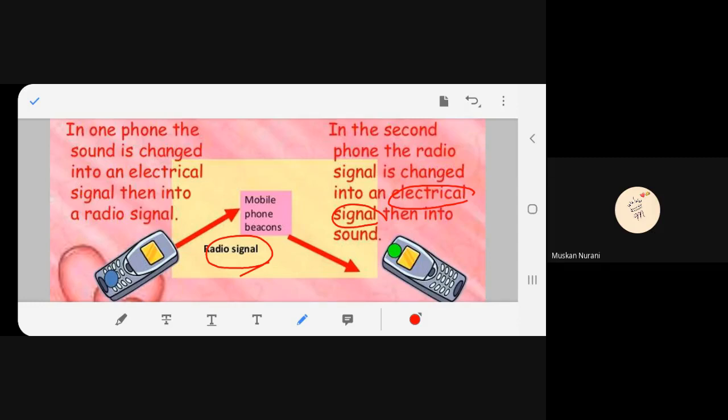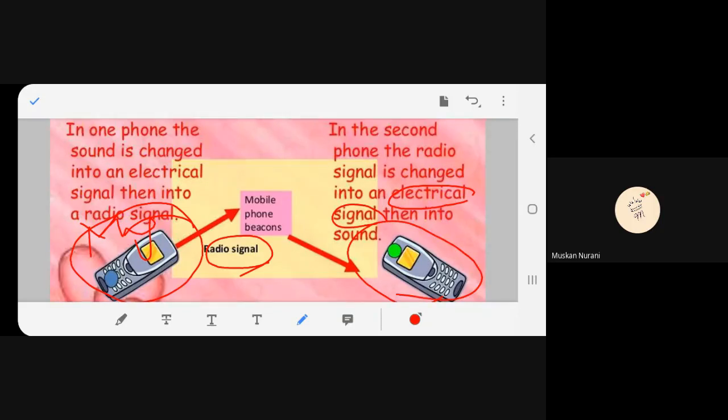Got it? So, for example, in my phone, the sound that I'm speaking right now, hello boys, listen to me. What I'm speaking just now is the sound which is converted into electrical signal, and then this electrical signal is converted to radio signal, and that radio signal is picked up into electrical signal, and then it is converted to sound, and you hear my sound in your mobile. Do you understand? This is my mobile, and this is yours. And what is happening in between, you understood?